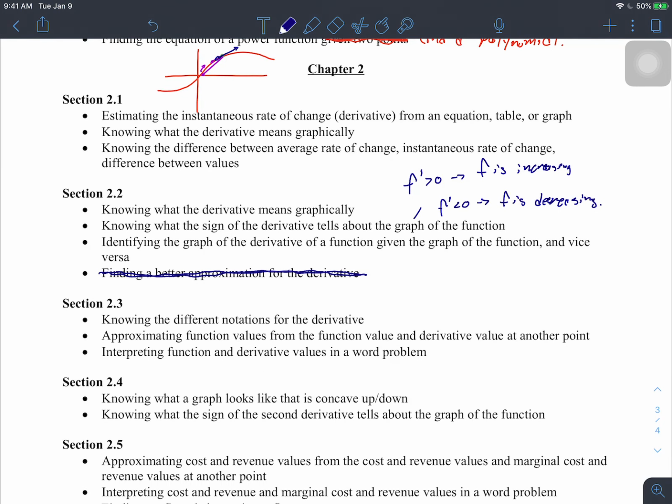My MacBook just went to sleep. Hopefully we're good. All right, so 2.3, we should know the different notations for the derivative. Okay, so remember we called them Leibniz versus Newton. For Leibniz notation, we had things like dy dx or dz dt, stuff like that. And for Newton, we had things like f prime of x or g prime of t.